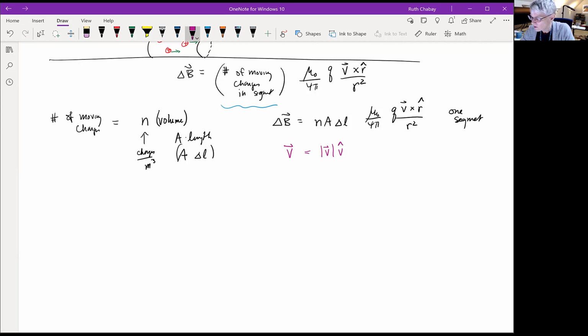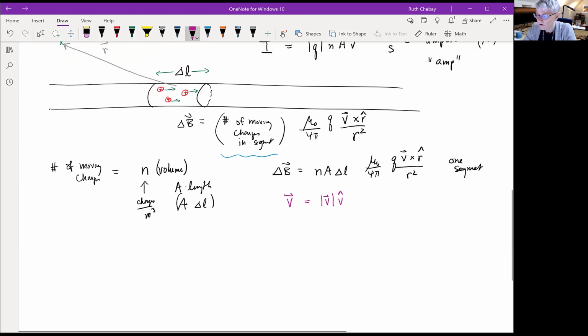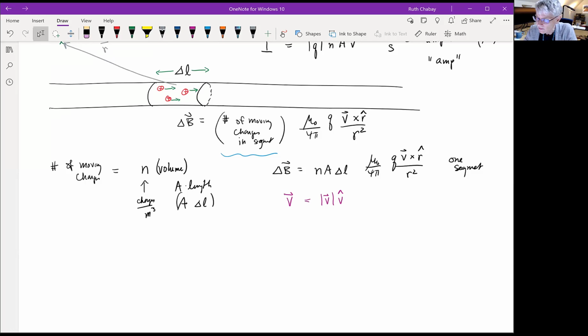And we can actually decide that we're going to make delta L a vector instead of V. So delta L is just going to be a vector that has the length of the segment and is in the direction of the charges. So we can make delta L up here a vector whose length is just the length of the segments by doing the following thing.